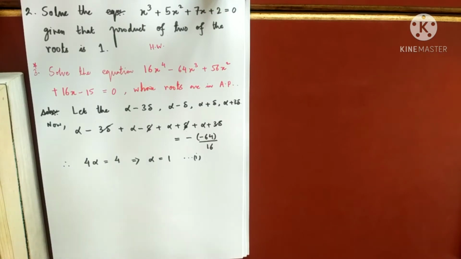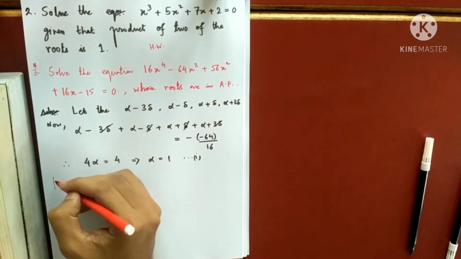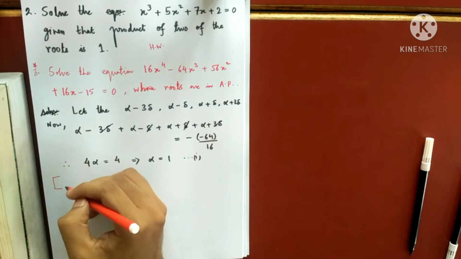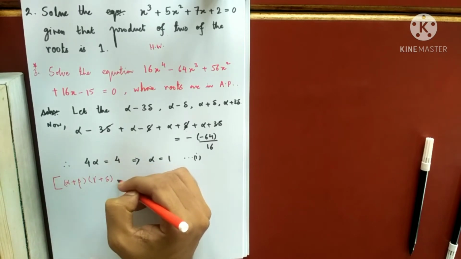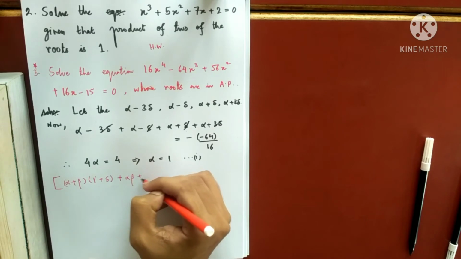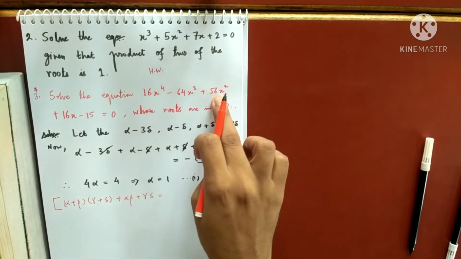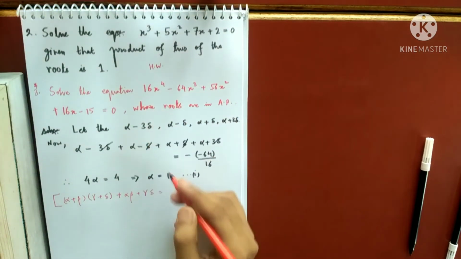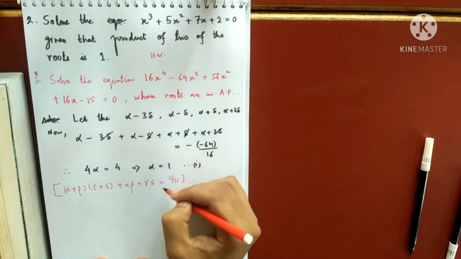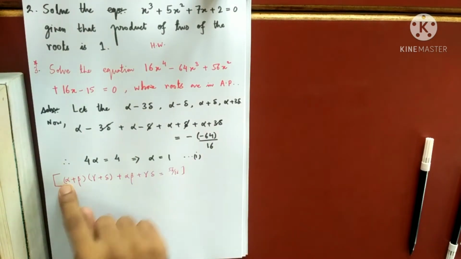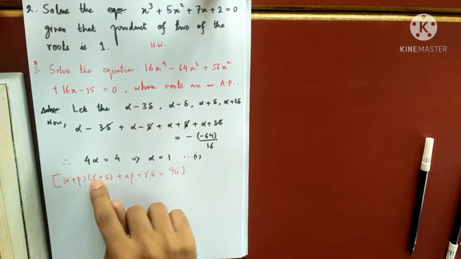Now, what was the second relation? You remember? I'll write it here. This you do not write in your copies, because here alpha, beta, gamma, delta are different. So what is the second relation? Alpha plus beta into gamma plus delta plus alpha beta plus gamma delta equals, it will be here 56 by 16, if you remember. So we will translate this, because here the first root is this, the second root is this, the third root is this, and the fourth root is this.